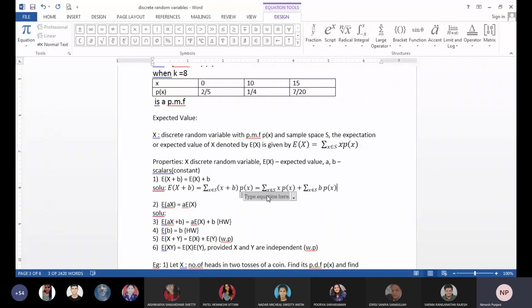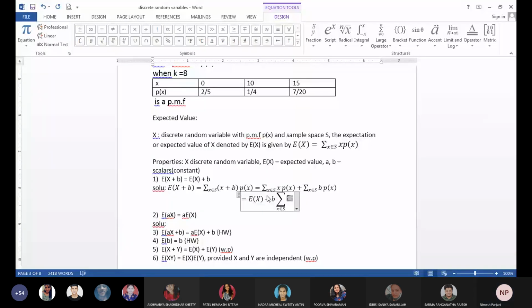Now summation of x p(x) is nothing but expected value of X by the definition. b is a constant which I can take out of the summation. So what remains inside the summation for the second term? This is what remains: p of x. So b into summation p(x). But what is the value of summation p(x)?